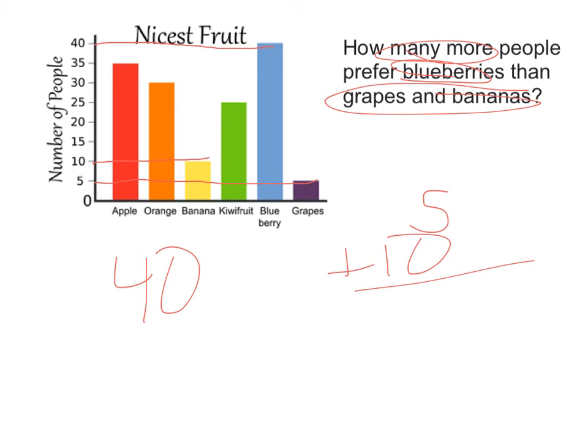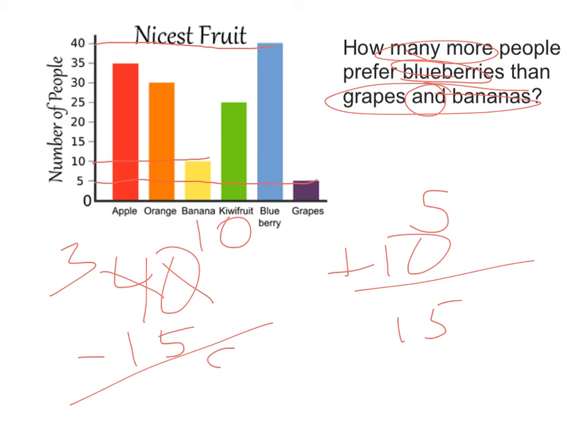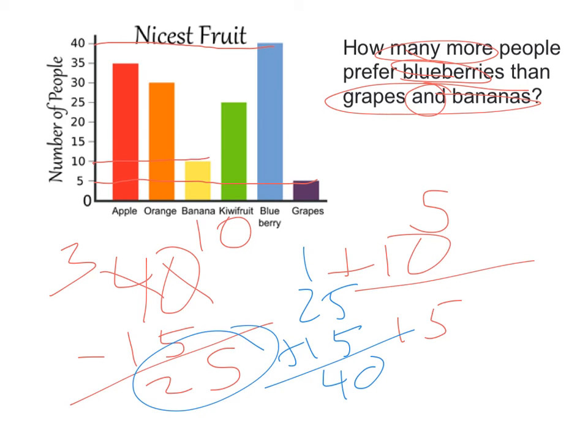We're going to combine those because it says "and." That's going to give us 15. How many more? That means we're going to subtract. So 40 subtract 15. Need to do a little regrouping here. We've got 25. Let's check that just to be safe. So we can say that 25 more people prefer blueberries than grapes and bananas.